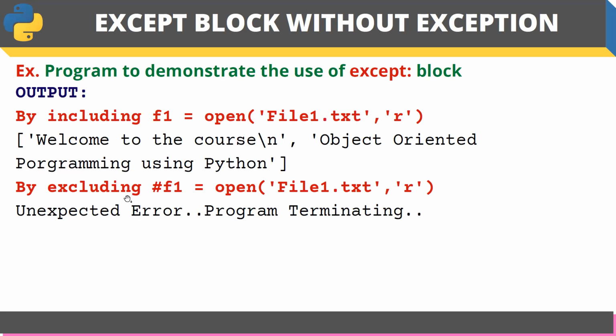Now the output. By including f1 equal to open file.txt r, it prints: welcome to course object oriented programming using Python. By excluding this statement, f1 open file.txt r, it will simply display the except block output, that is, unexpected error and program terminating.